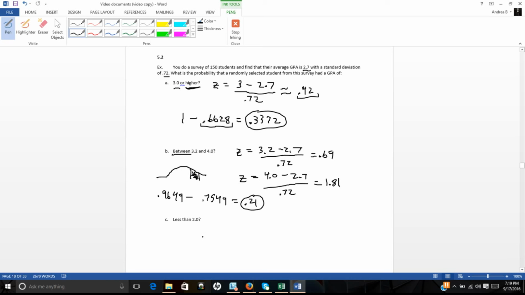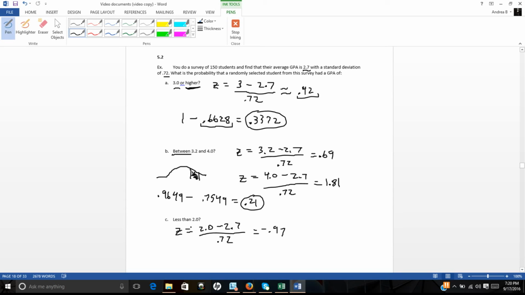And then if we want less than 2, again, just like the other ones, calculate the z-score corresponding to the 2.0 first. This one, we definitely expect it to be a negative z-score because 2.0 is less than the GPA of 2.7 for the average. That's less than the average, less than the mean. Should have a negative z-score. So here, if we calculate that, we get negative 0.97.